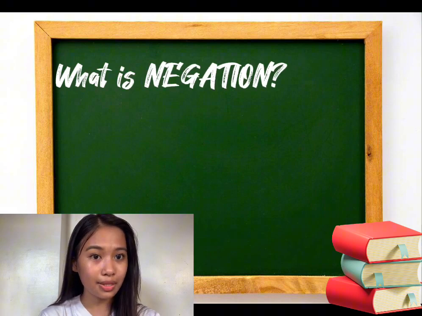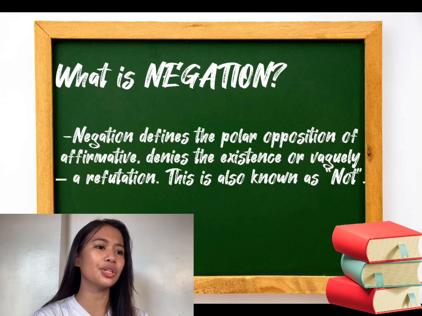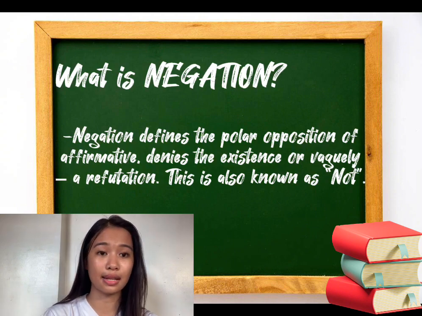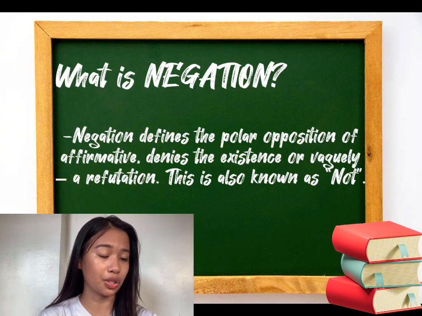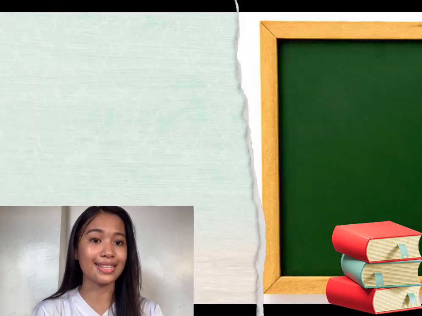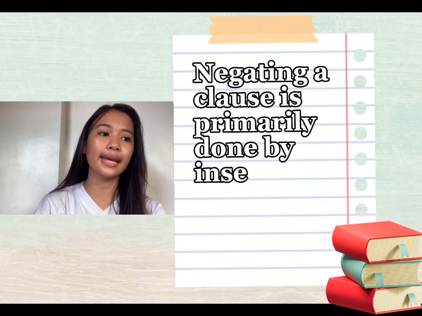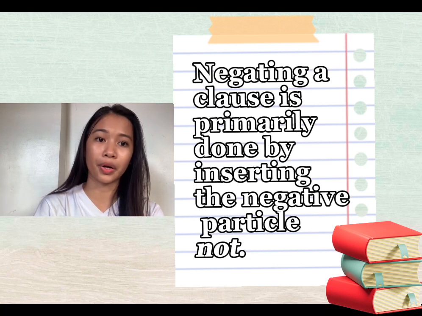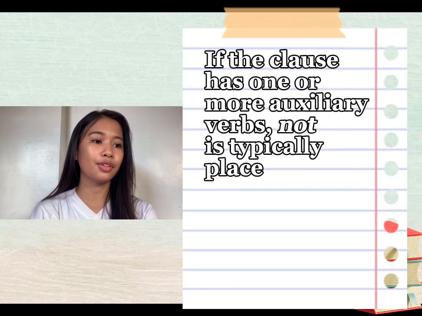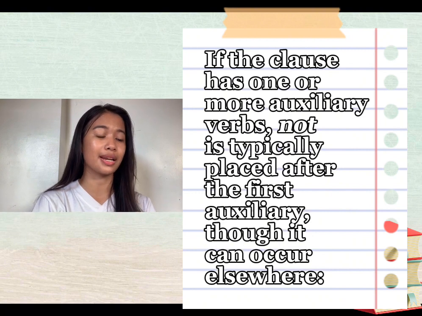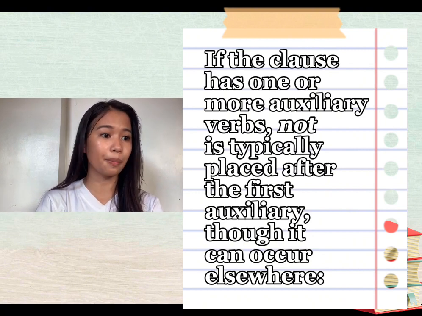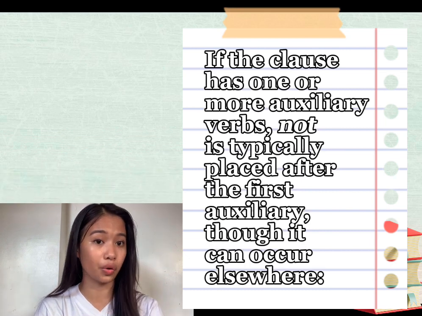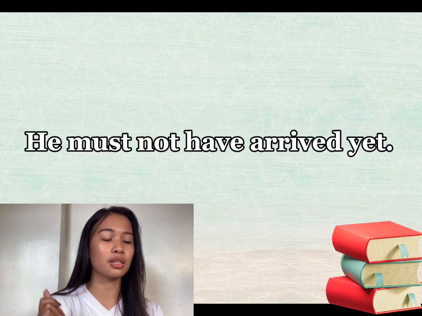So, what is negation? Well, negation defines the polar opposition of affirmative, denies the existence, or expresses refutation. This is also known as not. Negating a clause is primarily done by inserting the negative particle not. If the clause has one or more auxiliary verbs, not is typically placed after the first auxiliary, though it can occur elsewhere. I'll give an example.